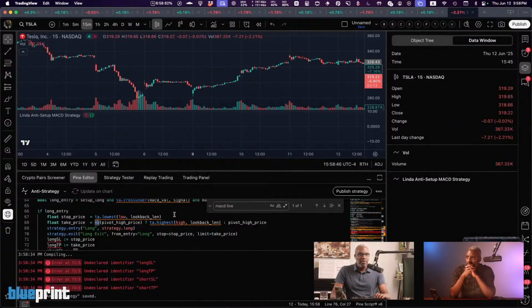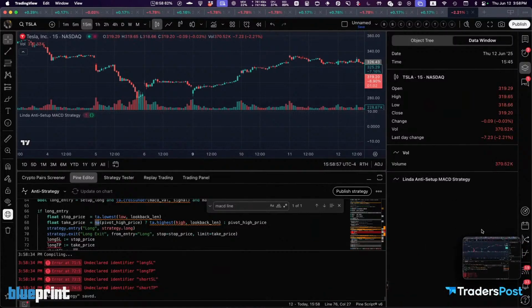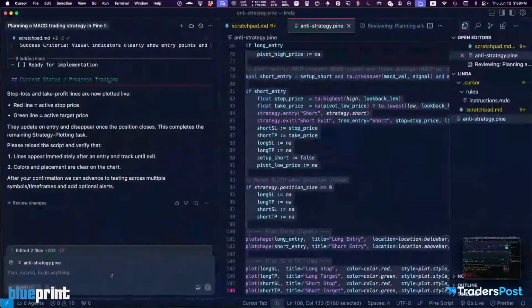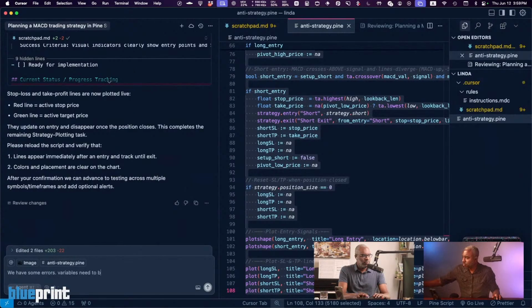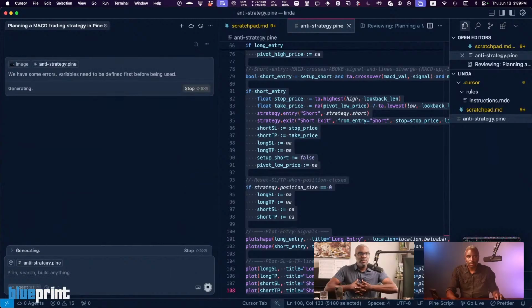When I take a snapshot over here, can you see that? Nope. Oh, you can't see. On the right side? Hang on, I can just move to the other side. Basically, I just take a screenshot, and then I'm going to head over. We have some errors with variables. Variables need to be defined first before being used.